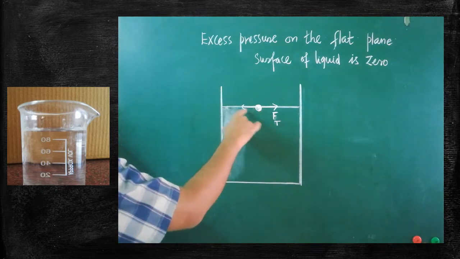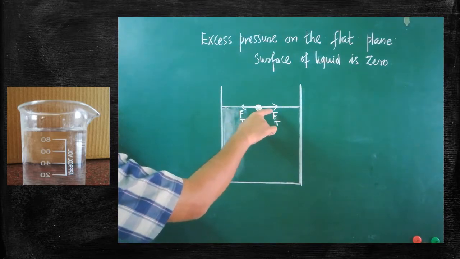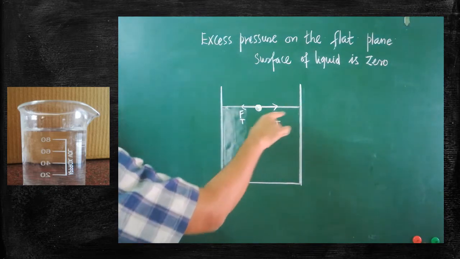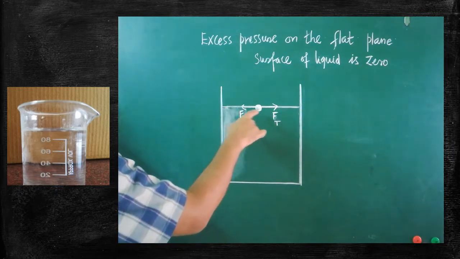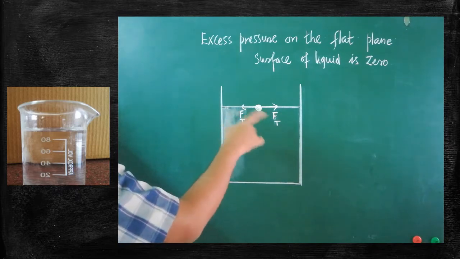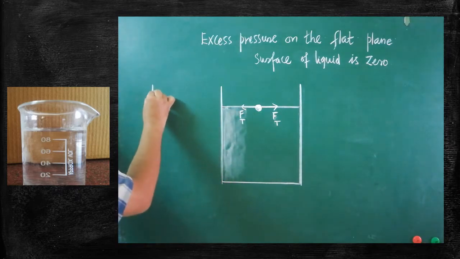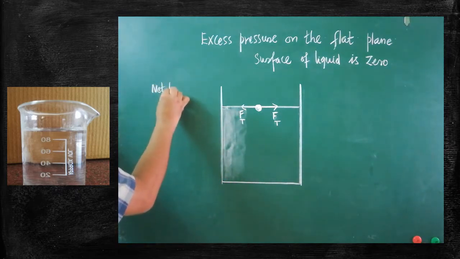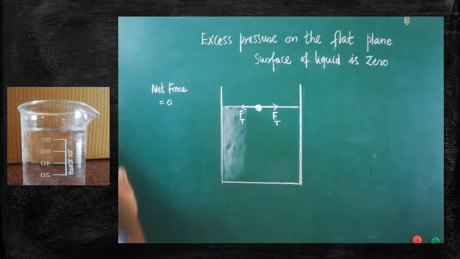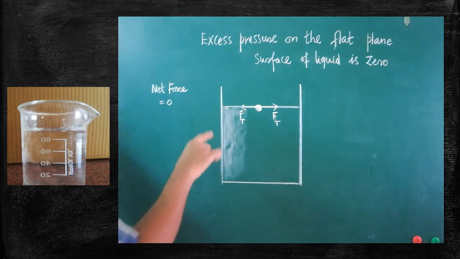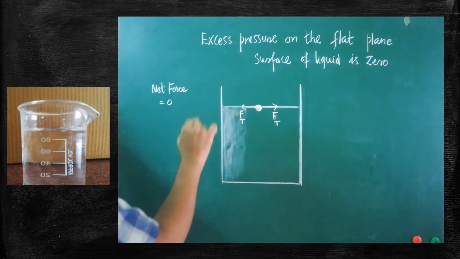So how many forces are acting? Both the two forces are acting along the surface tangentially. Are you clear? So this force Ft and this force Ft are equal and opposite. Therefore the net force will be equal to 0. Are you clear? So ultimately there won't be any force acting on the molecule.